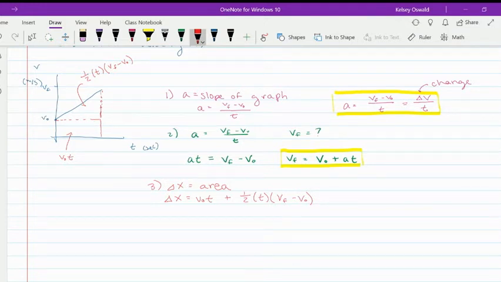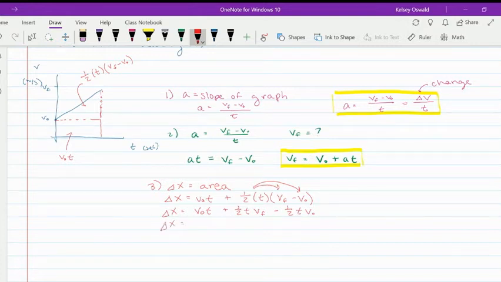So we have kind of a lot going on here, so we might want to clean this up a bit. What we can do is distribute this 1/2 t into our vf minus vo. When we do that, we'll get our initial velocity times time plus 1/2 t times our final velocity minus 1/2 t times our initial velocity.